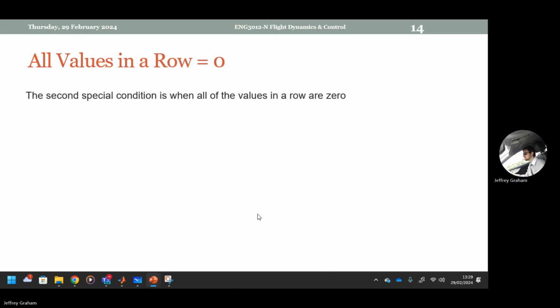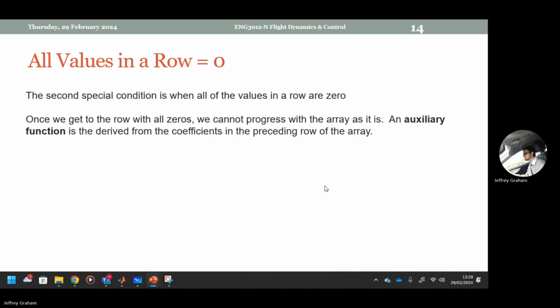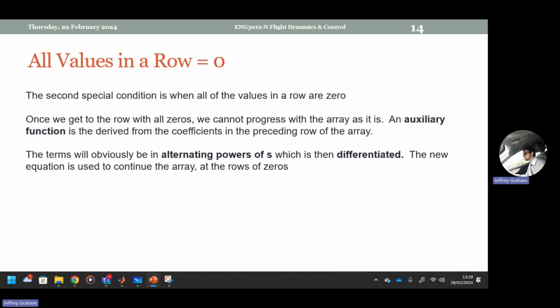So when you do the determinants and you end up with a couple of zeros in that row and you can't progress any further, we have to produce an auxiliary function that is based on the coefficients from the row above. So we take those values, we differentiate it, it will produce a new equation in which we substitute those coefficients in to the array and continue as normal.